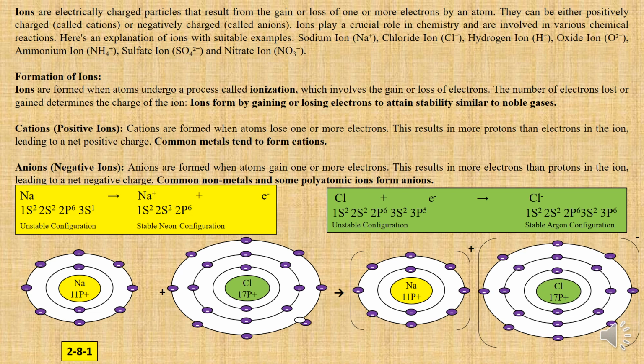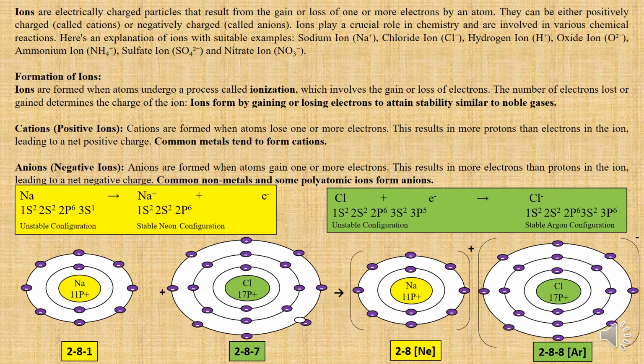Now sodium in the elemental form has the electronic configuration of 2,8,1, and after it loses the outermost valence electron, it attains the stable electronic configuration of neon. Chlorine has the electronic configuration of 2,8,7, and after it gains an electron given by sodium, it attains the stable electronic configuration of argon, that is 2,8,8.